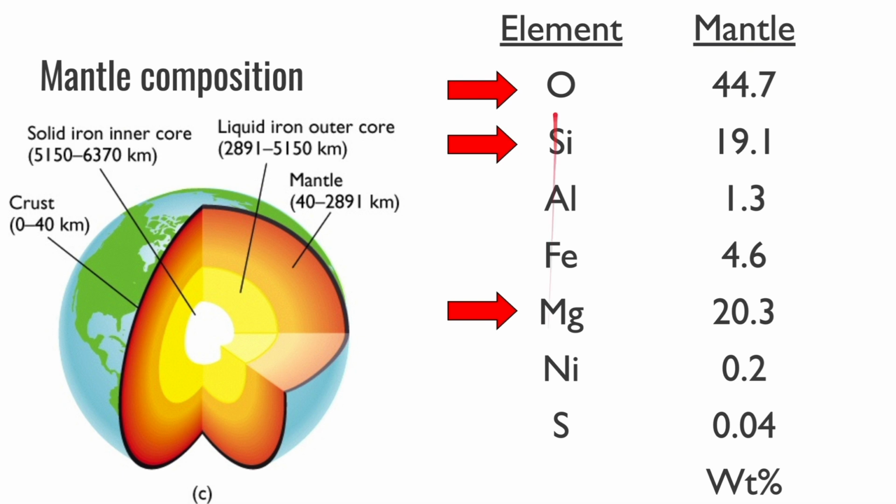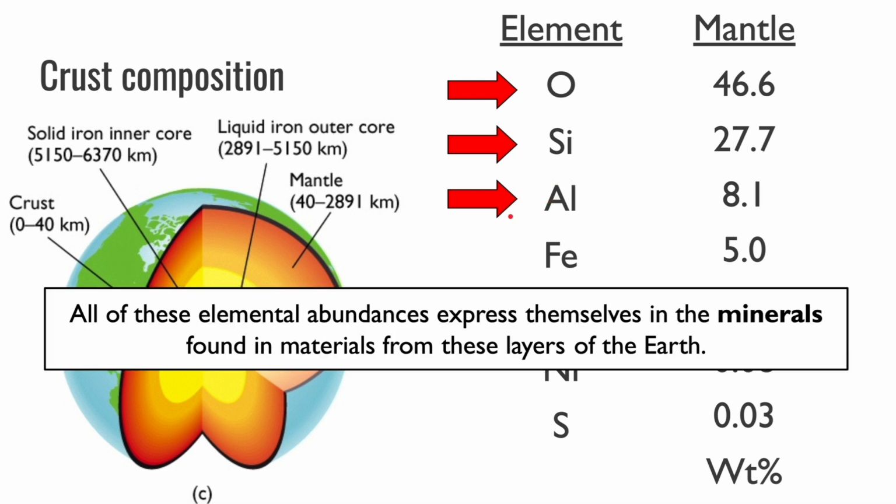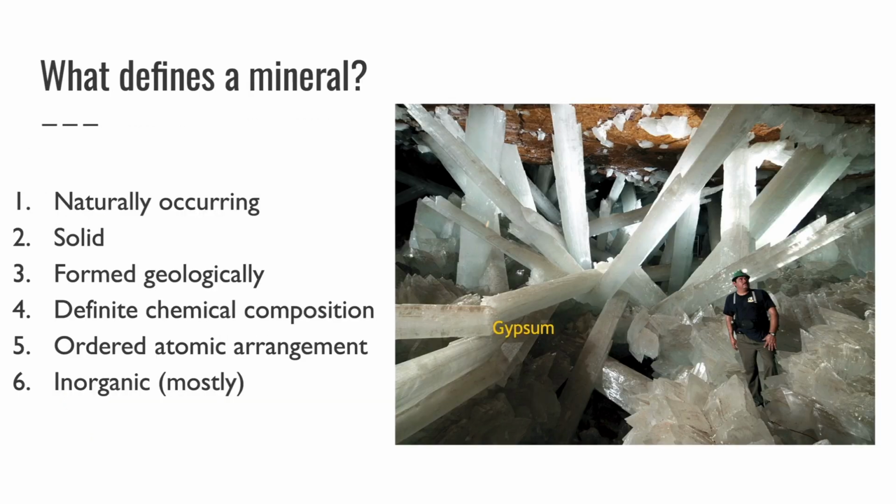So you can see we're starting to get more of the silicon and oxygen, which I've told you about before is what makes up the silicon tetrahedron of silicates. The crust then has more aluminum, so you still have that high oxygen and silicon, and then you have aluminum added to this. So all of these elemental abundances express themselves in the minerals that are found in materials from these layers of the Earth. So what defines a mineral?